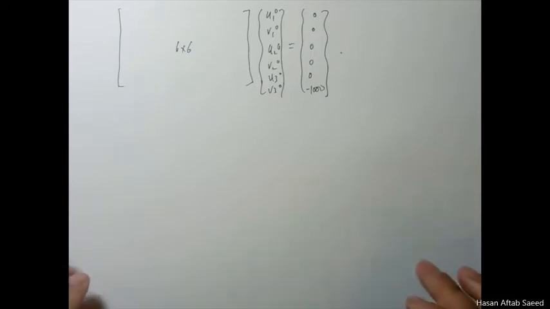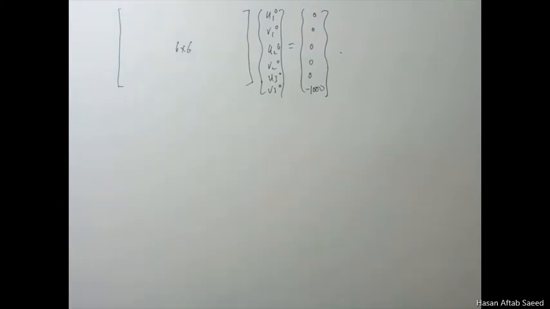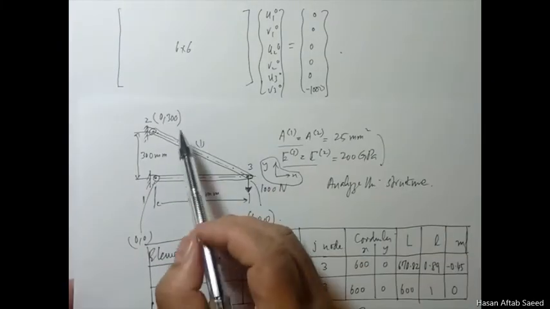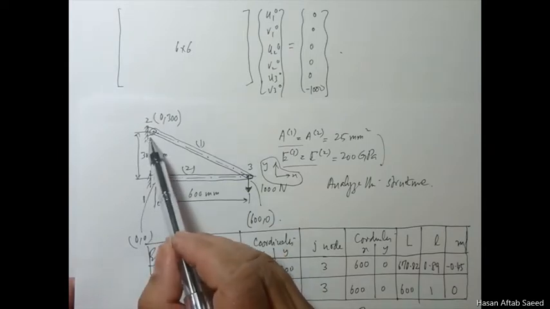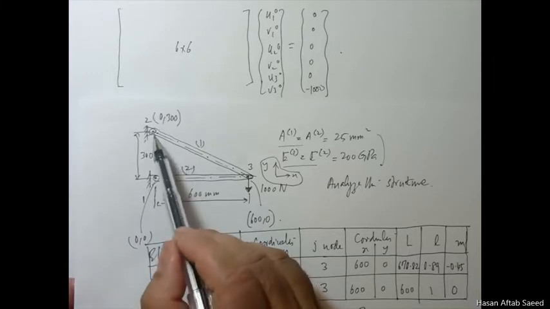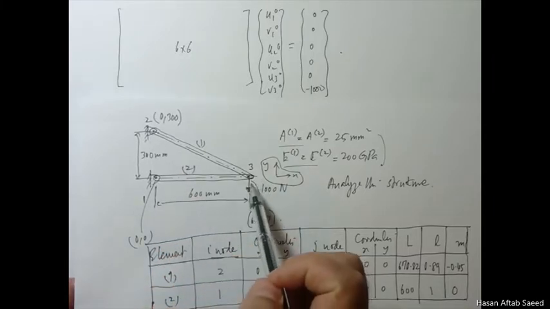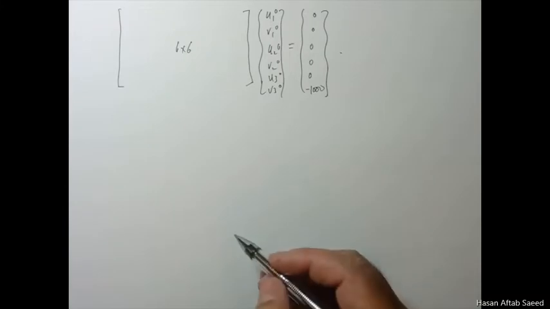Can we solve this now? No, we can't, because we have to apply the boundary conditions. When you apply the boundary conditions, obviously degrees of freedom 1 and 2 belong to node 1, and 3 and 4 belong to node 2. 1, 2, 3, 4 are 0. There is no displacement here. The only displacements possible are at u3 and v3. These are the fifth and sixth ones. So I'm just going to apply the boundary conditions here.